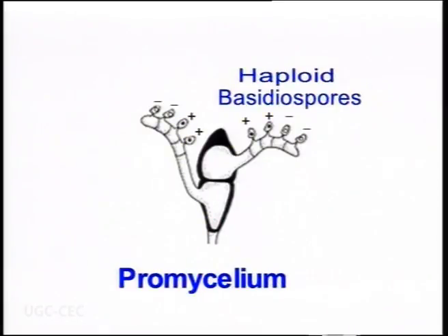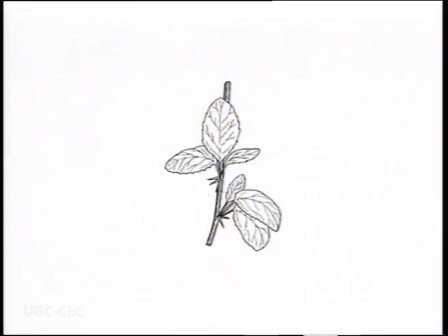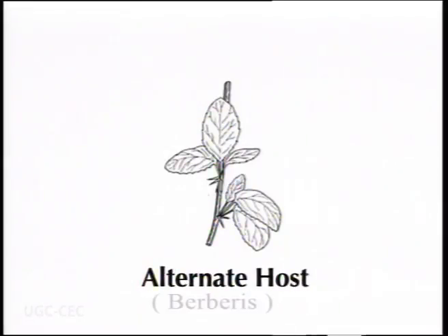These basidiospores cannot infect the wheat or any other member of the wheat family, but are capable of infecting only the young leaves, fruits or twigs of the alternate host, that is the barberry.